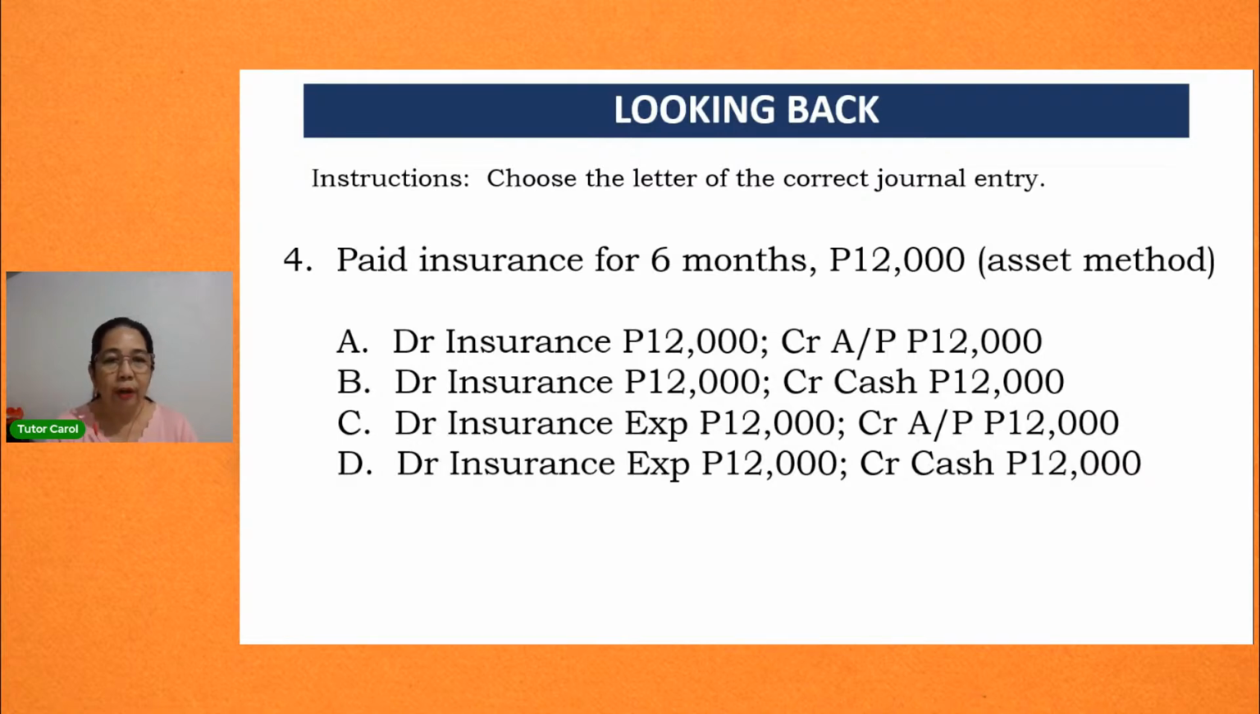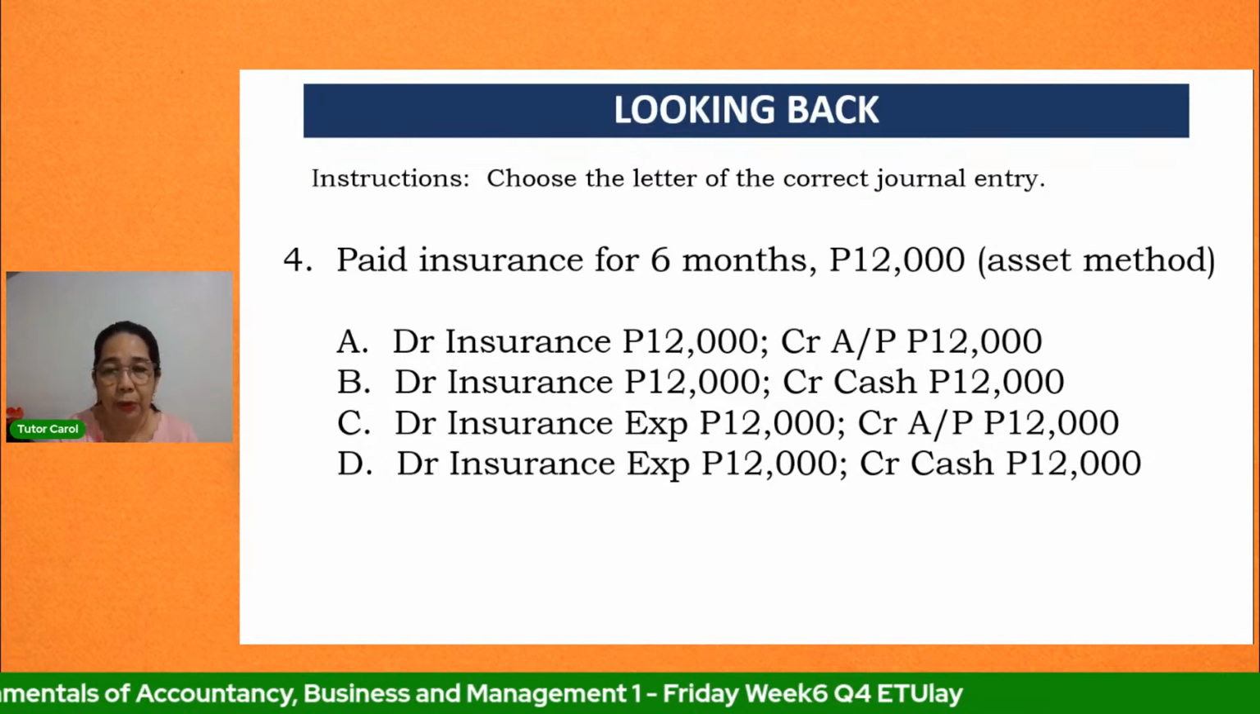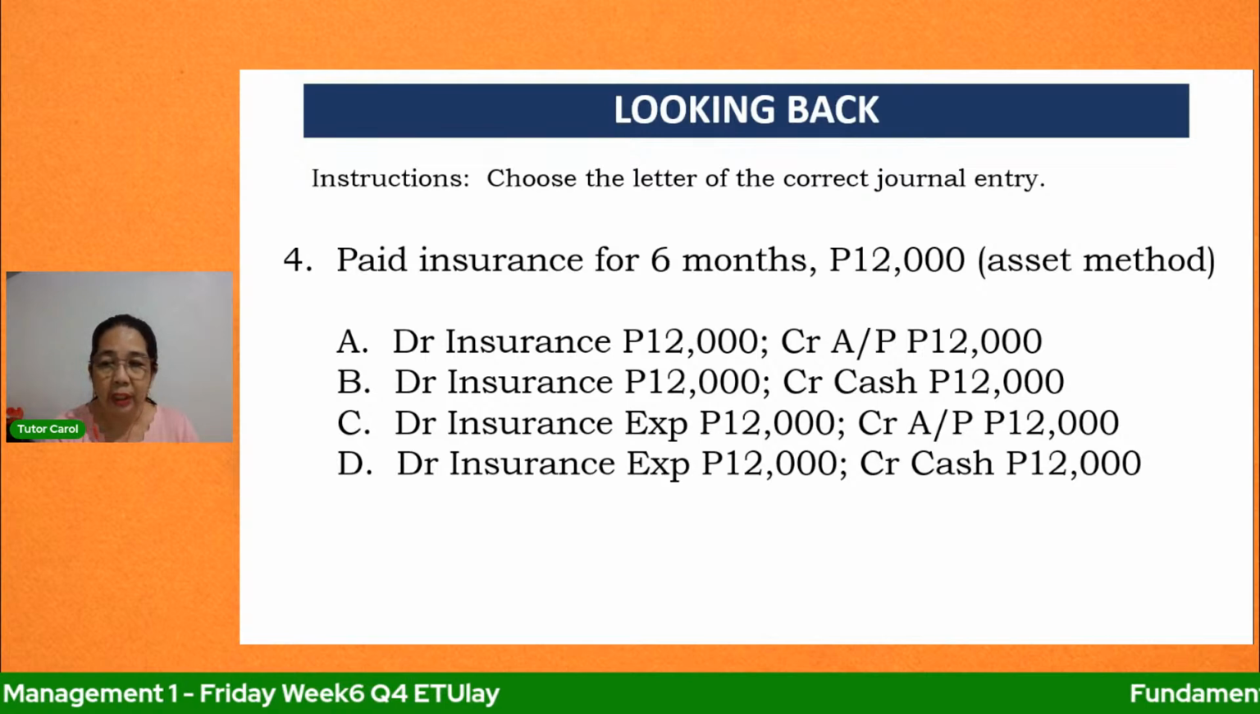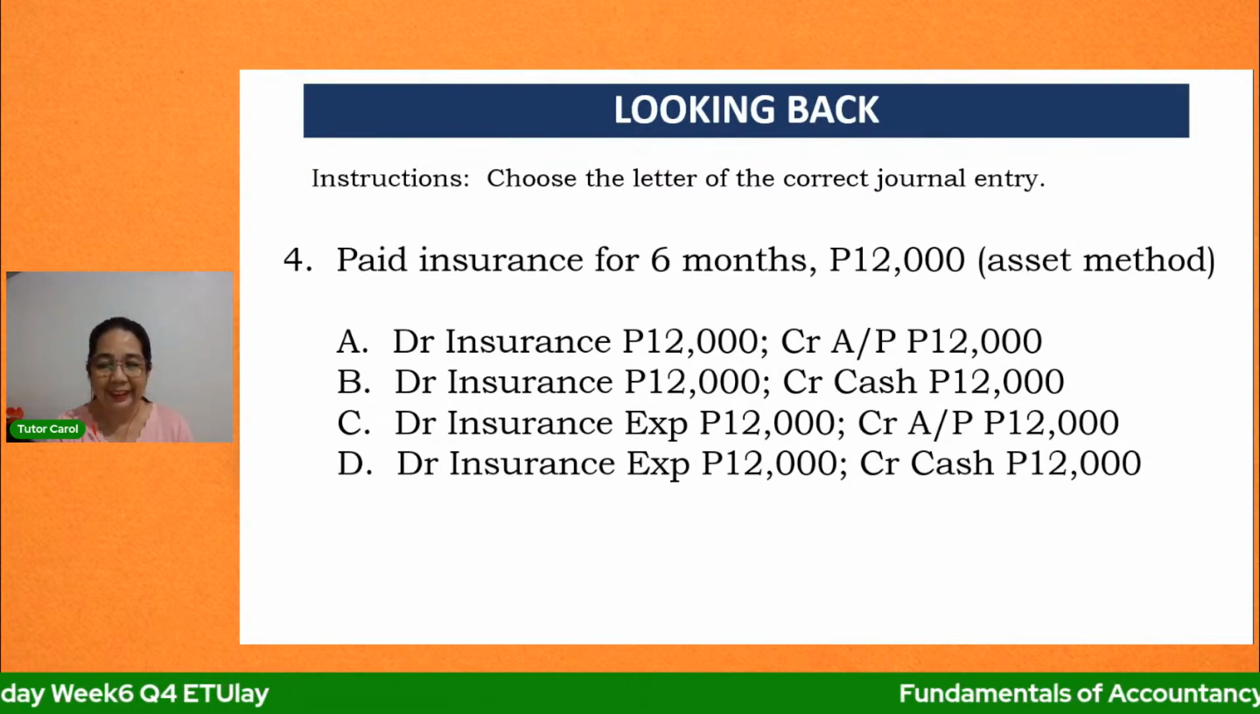Okay, number 4, paid insurance for 6 months. Okay, 12,000 pesos. Okay, and use asset method. Okay, so what is the correct journal entry? Is it A, B, C, or D?